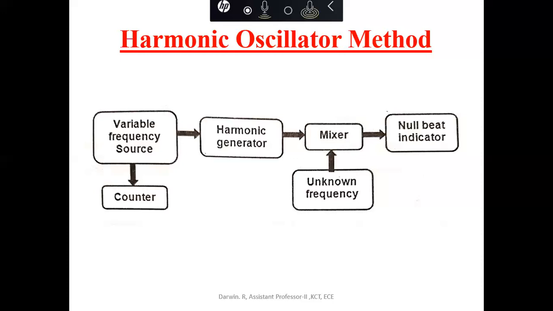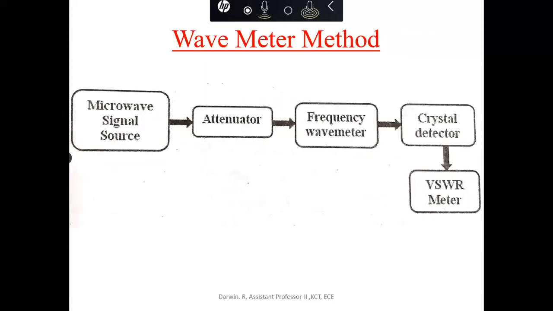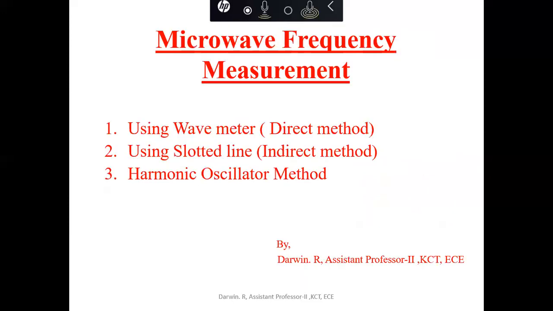So this is one other simple method. Out of these three methods, the wave meter is the first and most preferred method, the second preferred method may be the harmonic method, which is quite easy, and the last preferred method is using the slotted line.